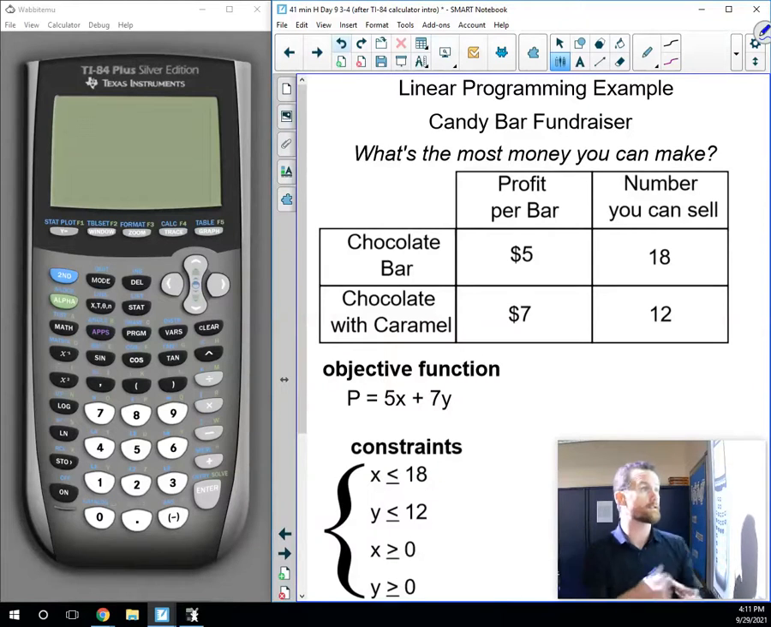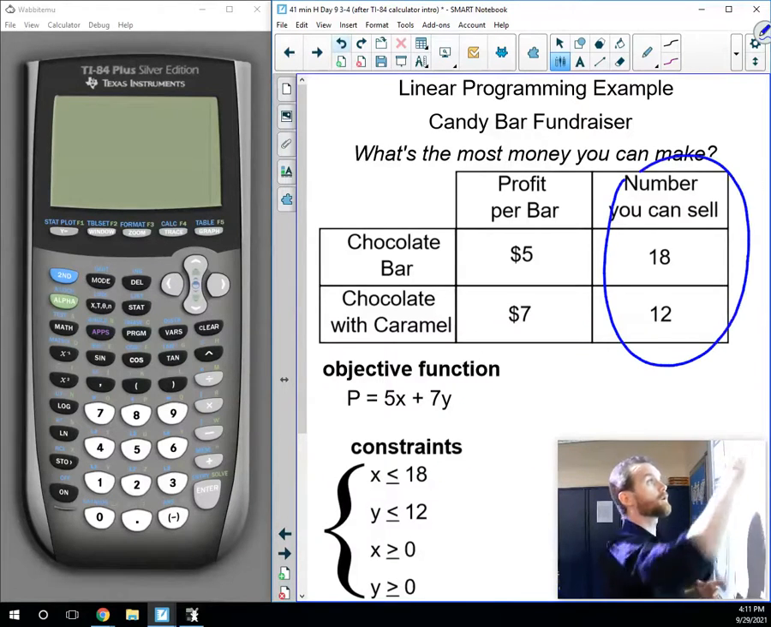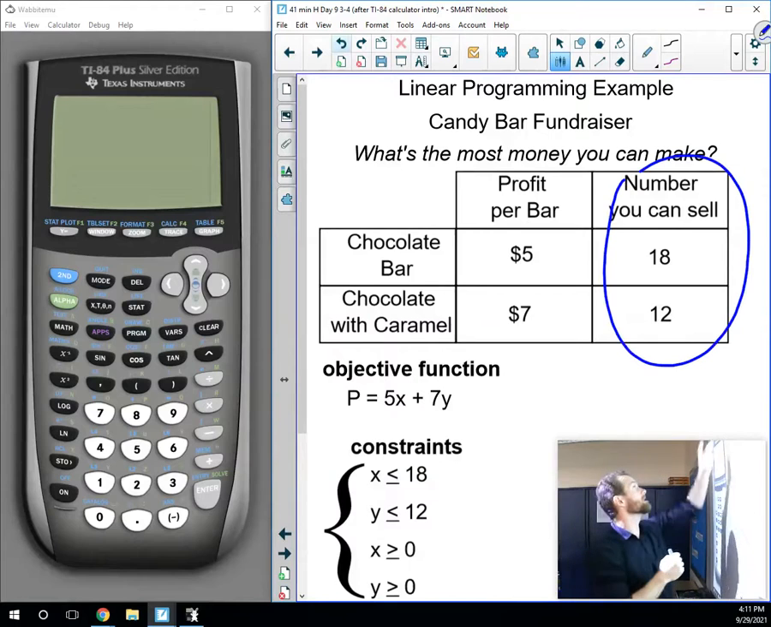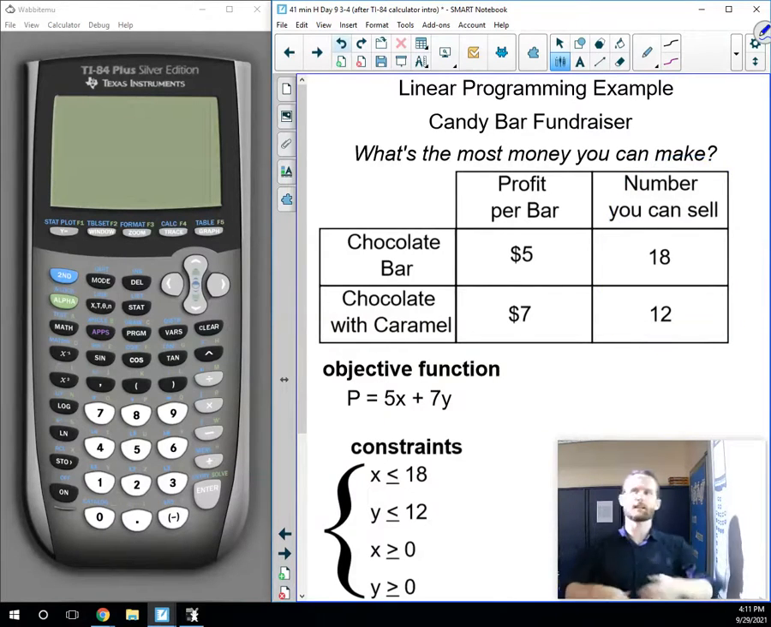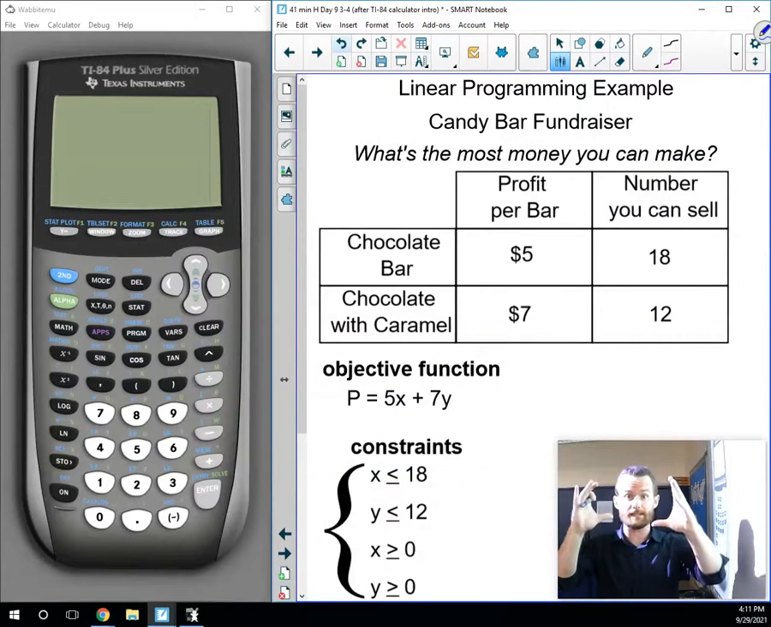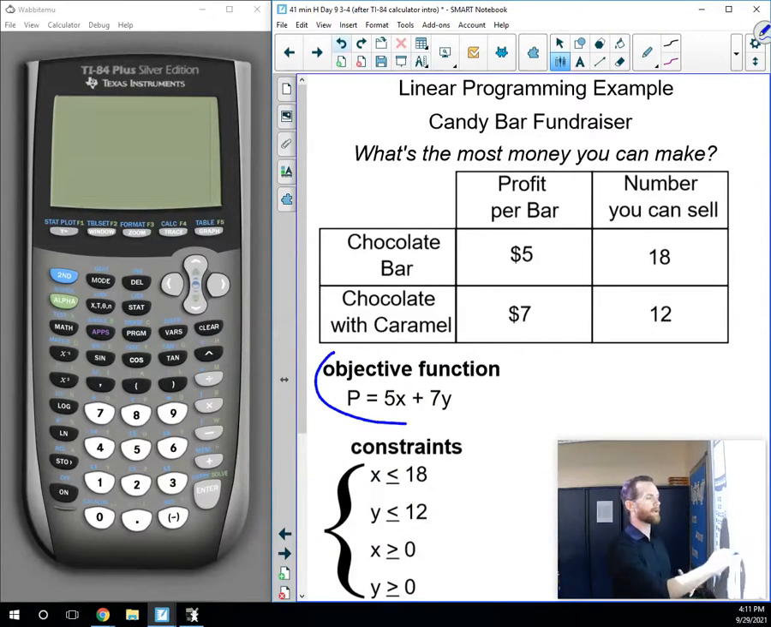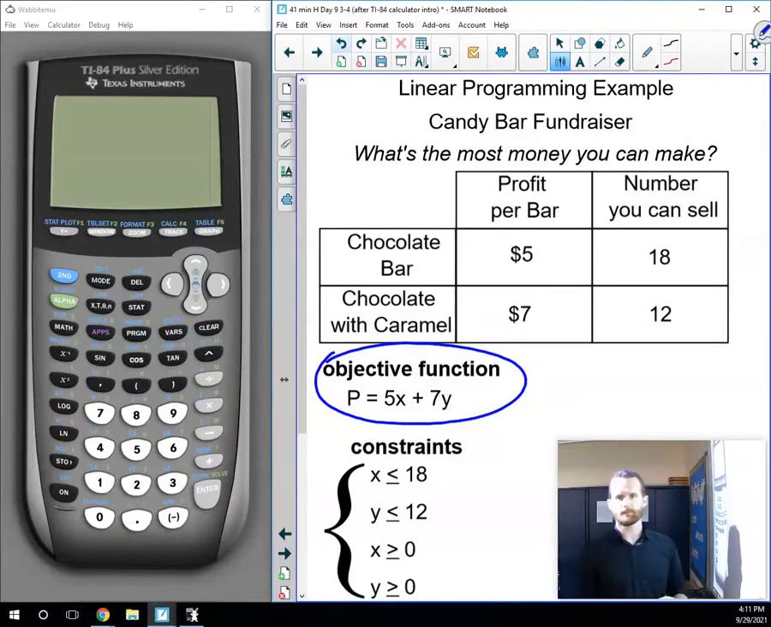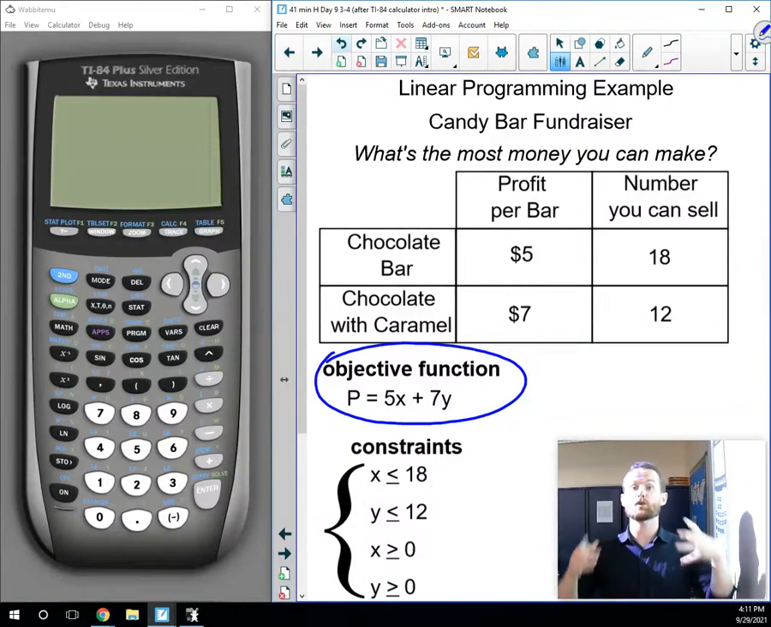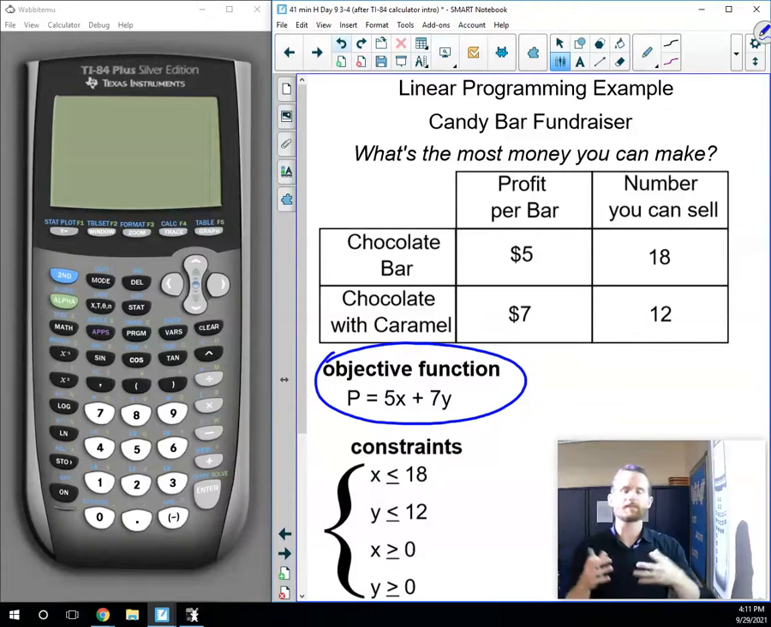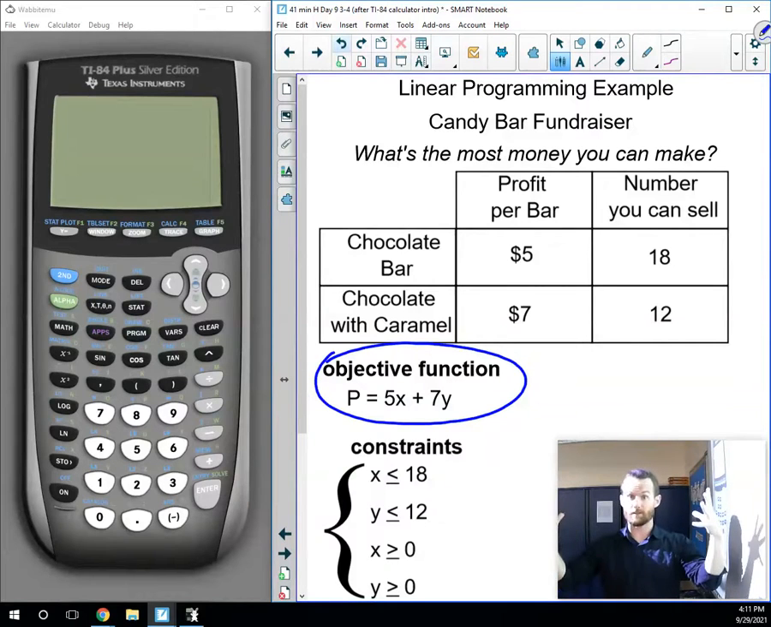So these are our constraints right here. We are limited in the amount we can sell. We can't sell 1,000,000 of each or 1,000,000,000 or something like that. We've got 18 to sell of the chocolate and 12 to sell of the chocolate bars with caramel. We are constrained. Now, whenever you do linear programming, you want to write the objective function. The objective function is whatever we're trying to maximize or minimize, but in this class, we're going to focus on maximizing things.